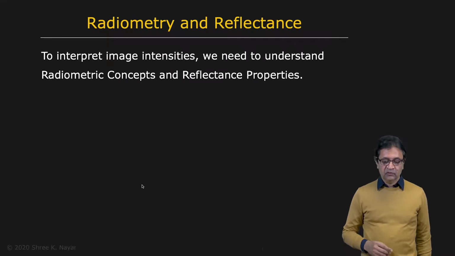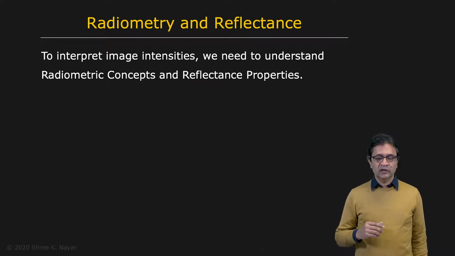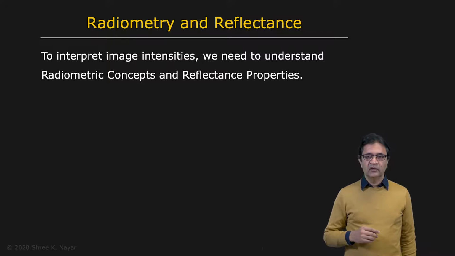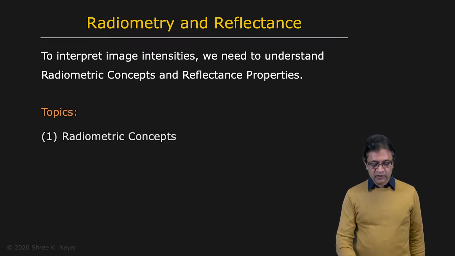So, in this lecture, we're going to talk about the fact that if we want to interpret image intensity values, we really need to understand two things. The first is radiometric concepts, and the second is the reflectance properties of surfaces. So we're going to start with radiometric concepts. We want to be able to say in some quantitative manner, what is the brightness of a light source? What is the illumination of a surface? What is the brightness of a surface? So we will define various radiometric concepts that allow us to quantify these different concepts.